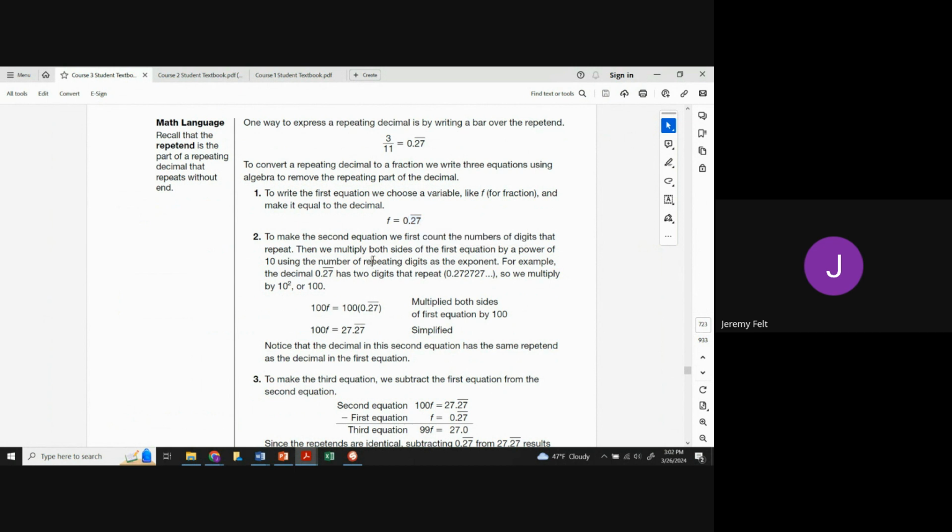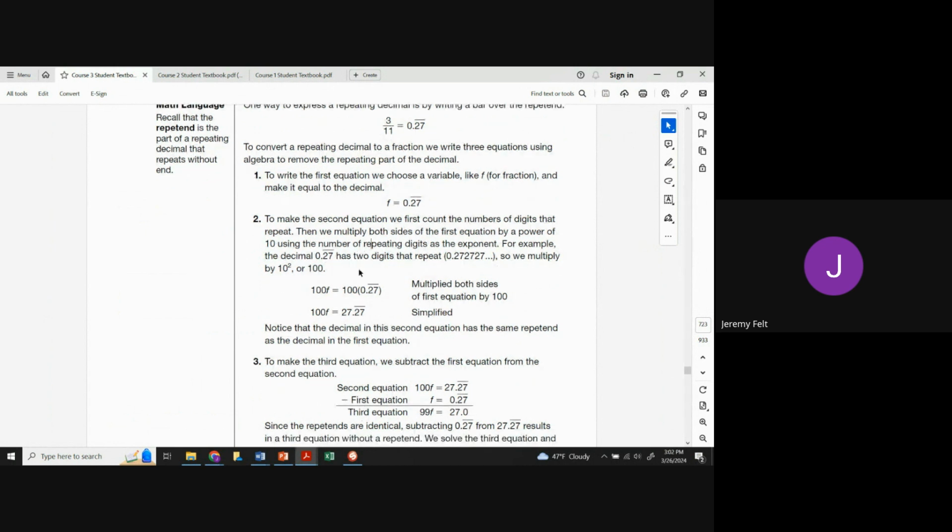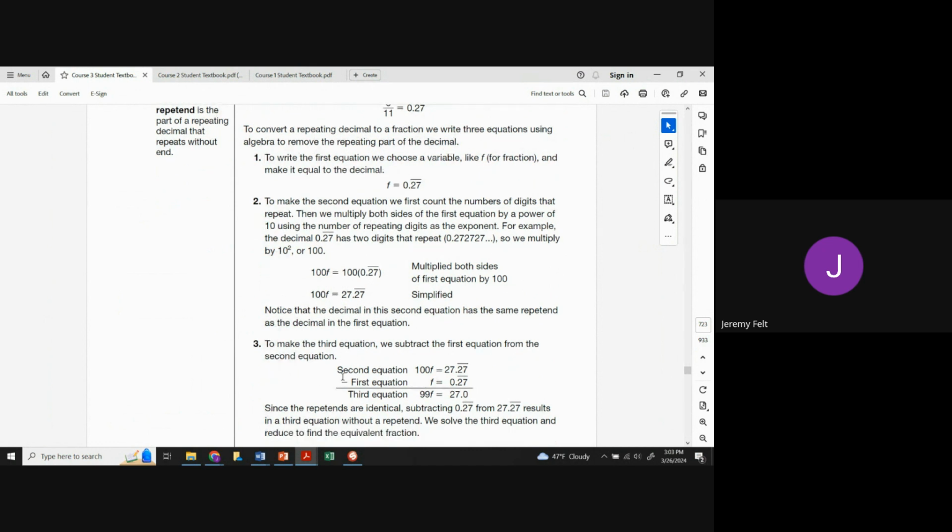And we got 100 because we had 2 digits that were repeating. If we had 1 digit, it would be 10 to the power of 1. If we had 4 digits, it would be 10 to the power of 4. And we set up 100 times F is just 100F. 100 times 0.27 repeating forever is 27.27 repeating forever. Okay. Now we take the second equation, the one we just came up with, and we subtract the first equation from it. So we had 100F equals 27.27 repeating forever minus F equals 0.27 repeating forever.